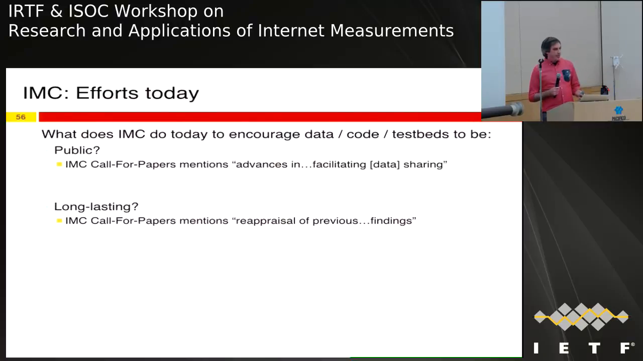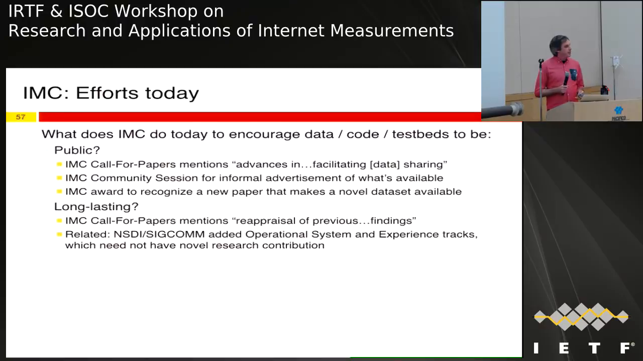So right now, IMC does ask for papers that have some of this flavor. The call for papers specifies what topics are in scope for the conference, and it does mention advances in facilitating data sharing. It mentions reappraisal of previous findings, so I think these are great steps. There's also an IMC community session that happened a couple of evenings ago where people can advertise data and services they have available to the community, and a number of people here actually got up and advertised what they had for use. There is also an IMC award given out each year for the paper that made available a novel data set to the community. So there's some recognition of the value in that.